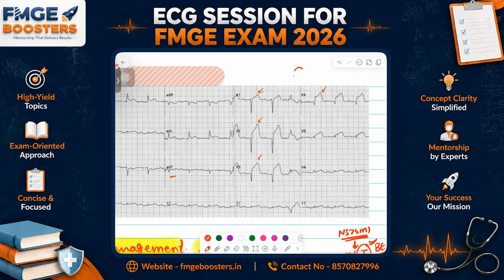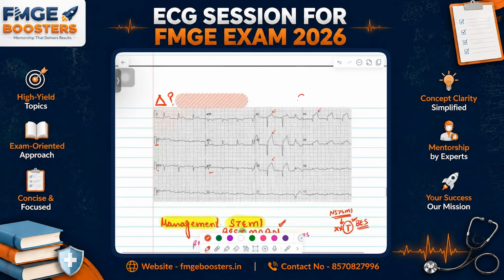It is giving which vibe? Which vibe is this giving? It is giving anterior, right? It is anterior wall myocardial infarction. Is it clear, everyone? It cannot be inferior because aVF is not involved. So it is just anterior wall myocardial infarction.